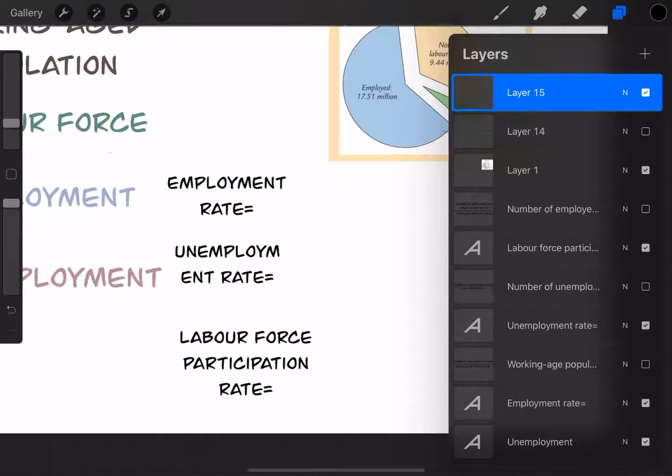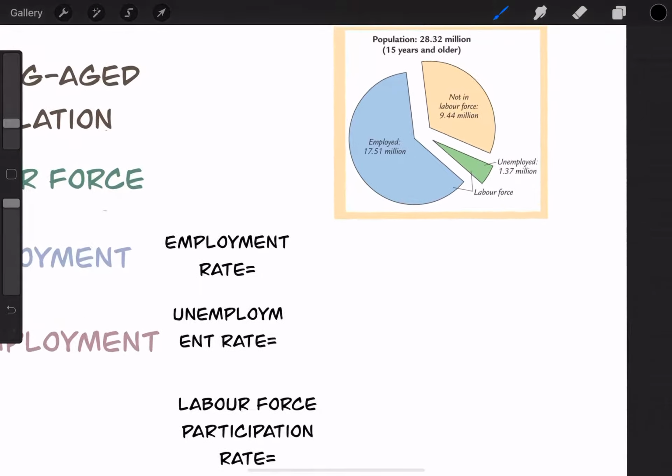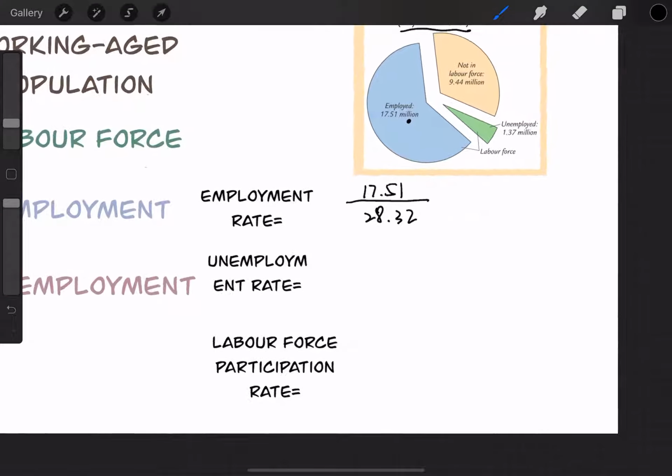So after that, we can have an example. Let's do the example. Employment rate is employment, 13.41, divided by working age population. We can see that the working age population is 28.32. So that's how we can get the answer.